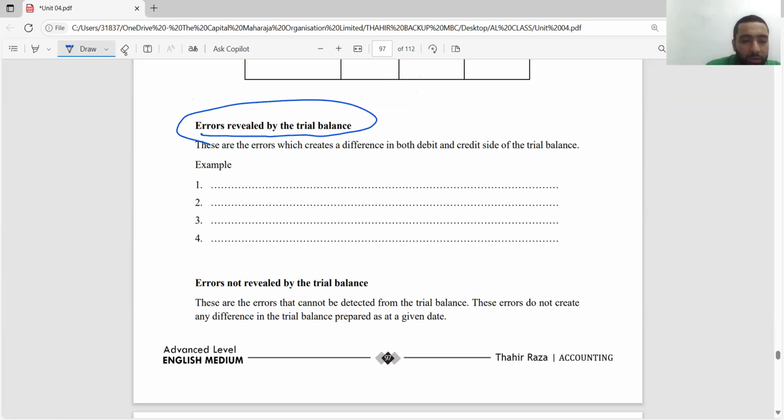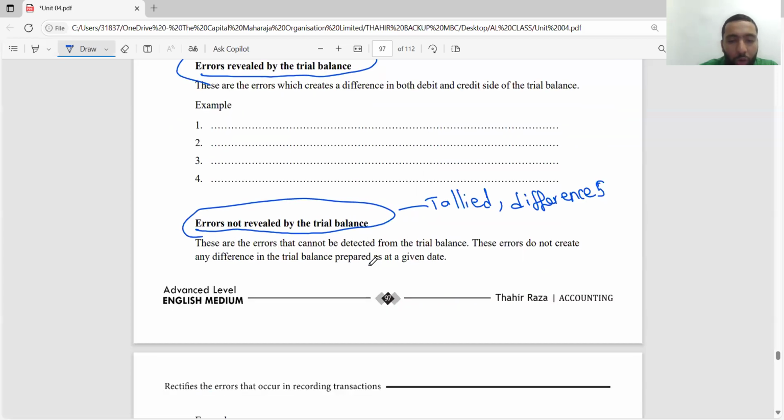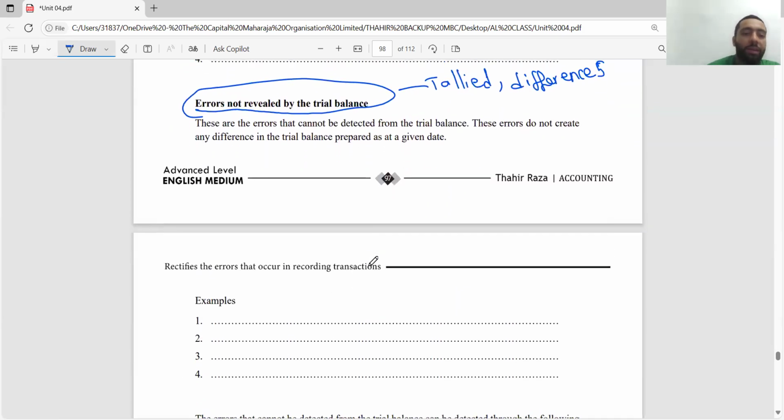Before going to this, let's finish off this first. Errors not revealed by trial balance. What this says is, even though the trial balance is tallied, there can still be differences. These are the errors that cannot be detected from the trial balance. They do not create any difference in the trial balance prepared at a given date. The trial balance is tallied, there is no difference, but still there can be errors.